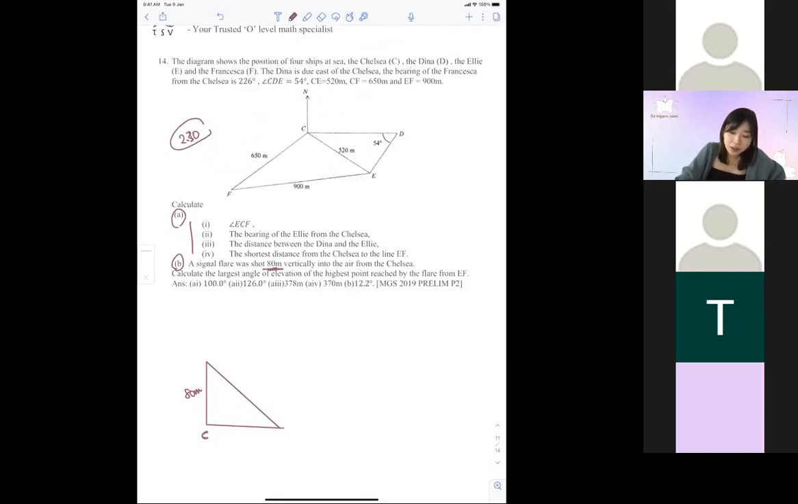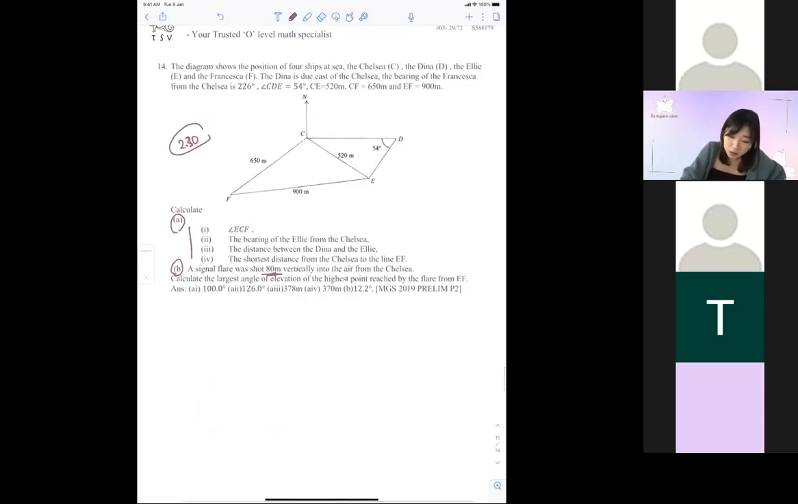If you are stuck, let me help you a bit. So you have A, B, C, D. D is due east of C. So this is north, this is east, this is 90 degree. Then the bearing of F from C is 226. So from C, this is where your north is.